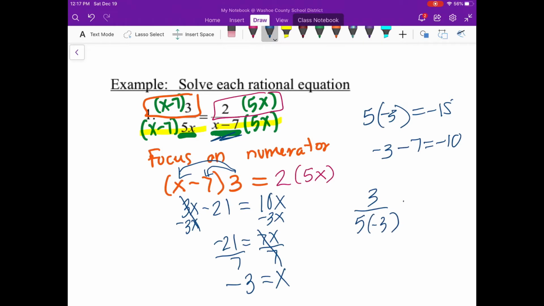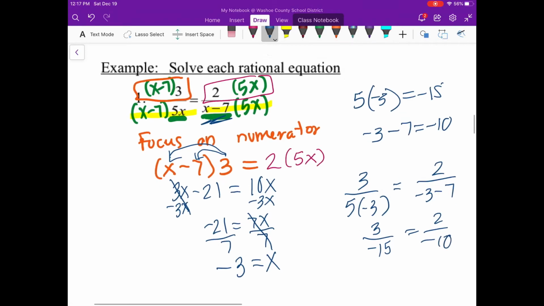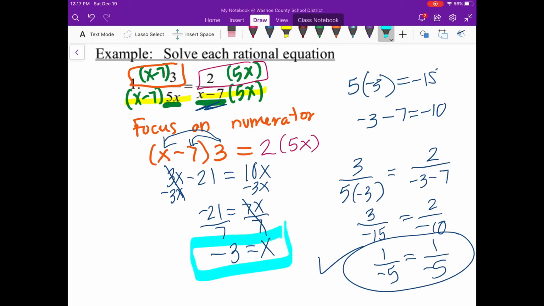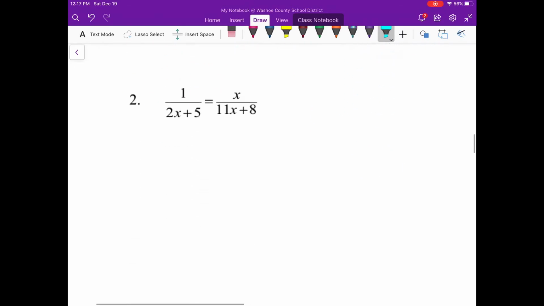Another check is to substitute in the value and make sure that it gives you a true statement on both sides. Here we get 3 over negative 15, and here we get 2 over negative 10, which both reduce to 1 over negative 5. So they do check out. They are the same answer, so your answer is x equals negative 3.